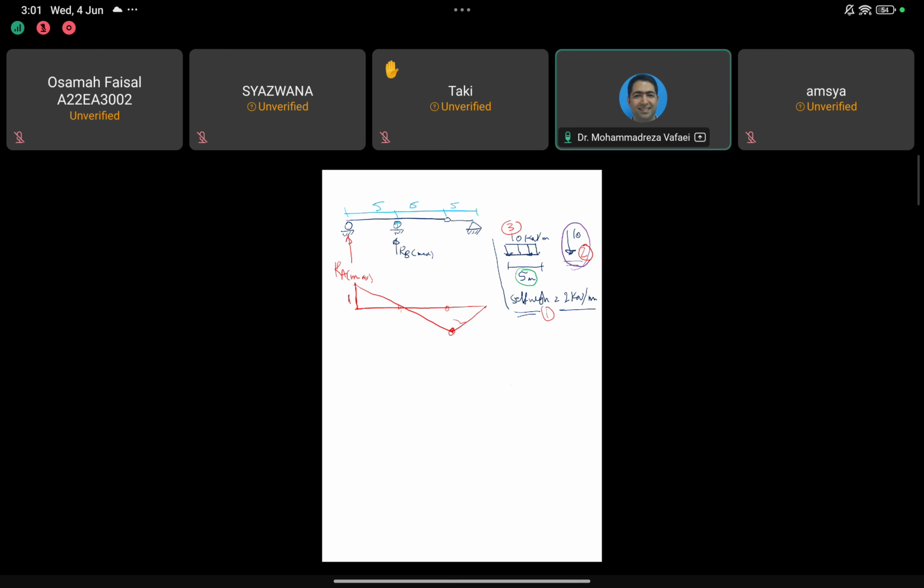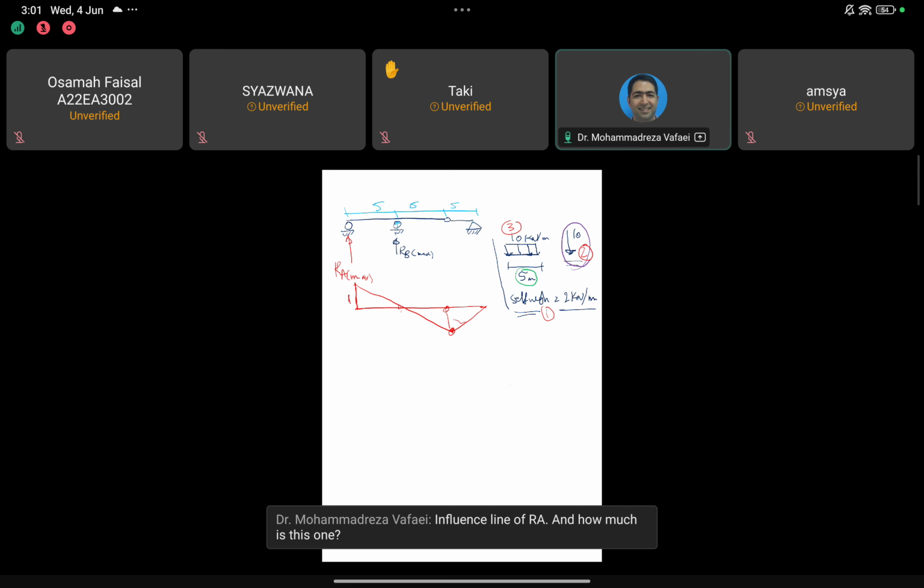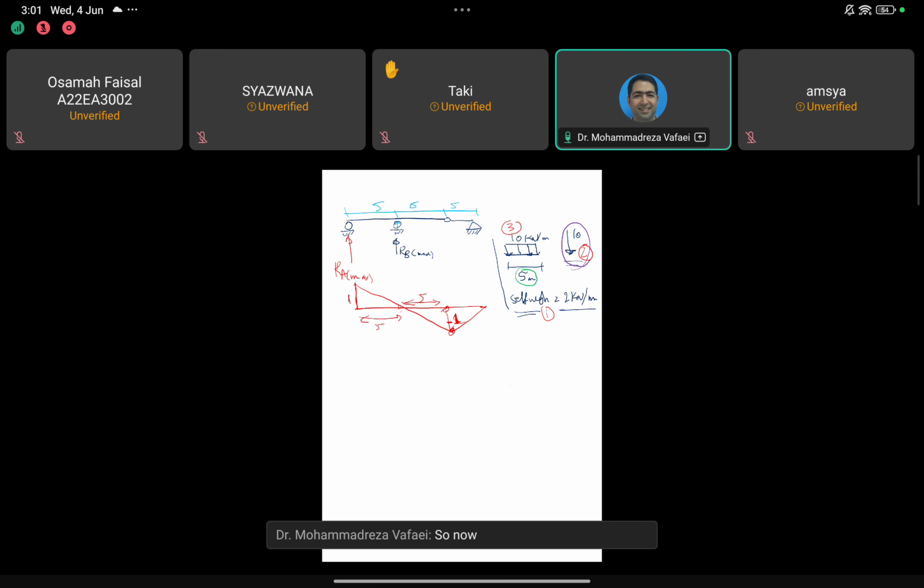So this is going to be the influence line of RA. And how much is this one, from here to here? Since this distance is 5, and this distance also is 5, the height equals -1. Don't forget this is negative.